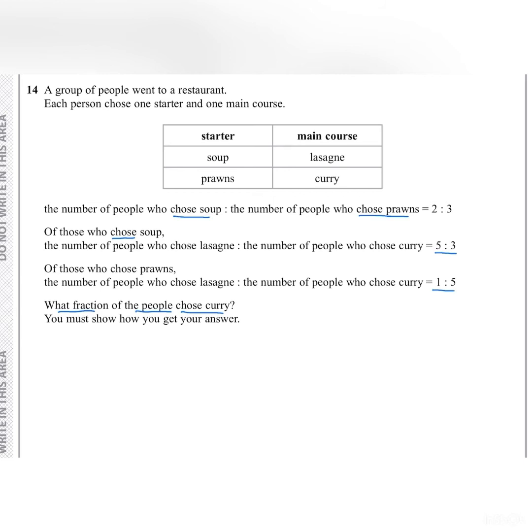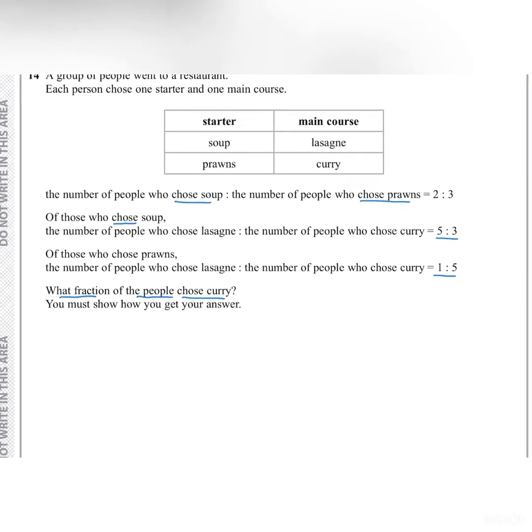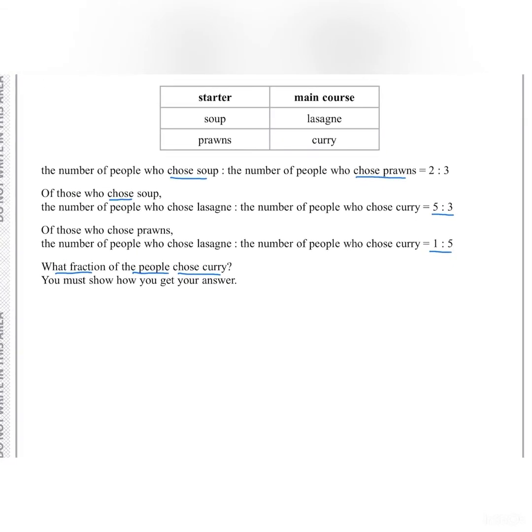Now, again, lots of information in this question. And I would just take one piece of information at a time and try to make sense of that, okay? So now, if you look here, the ratio of the number of people who chose soup to the number of people who chose prawns is 2 to 3. So I'm just going to write this down.